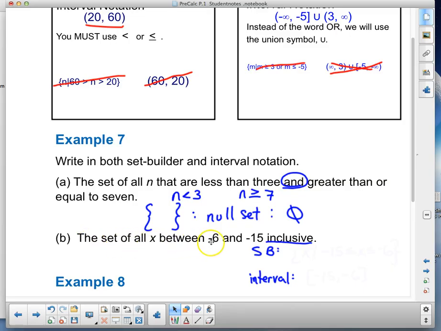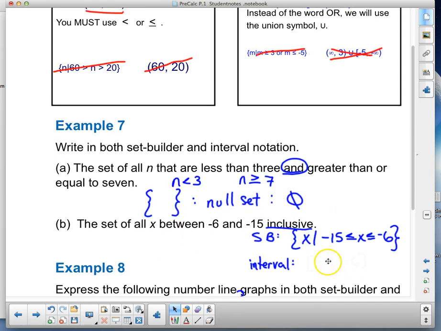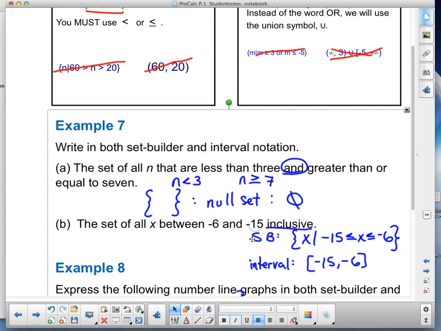The set of all x between -6 and -15, inclusive, which means includes this, including -15. And in set builder notation would be the set of all x such that -15 is less than or equal to x, which is less than or equal to -6. Please notice that I went from the lowest to the largest, although in the question itself, they did not do that. The interval of -15 to -6. Now this word inclusive means including -6, including -15.